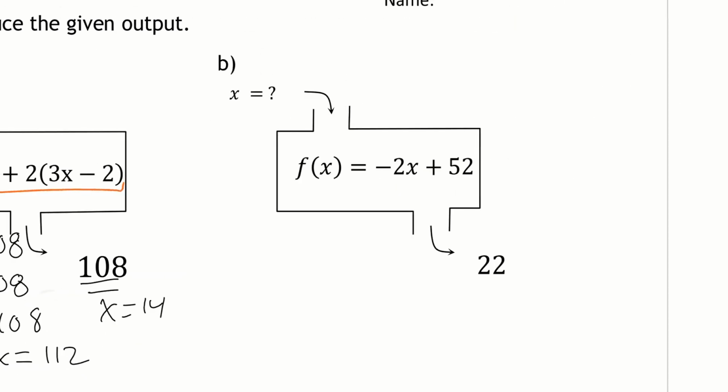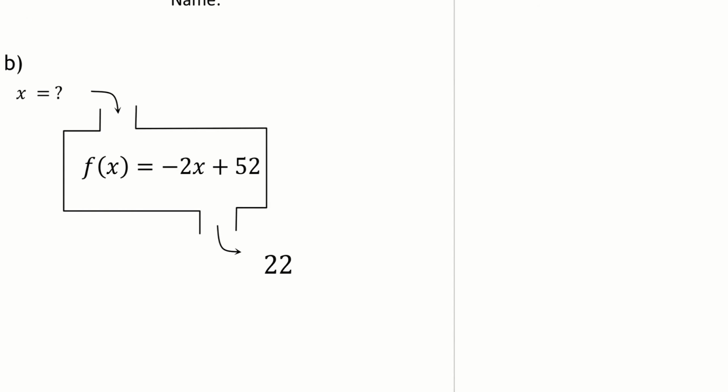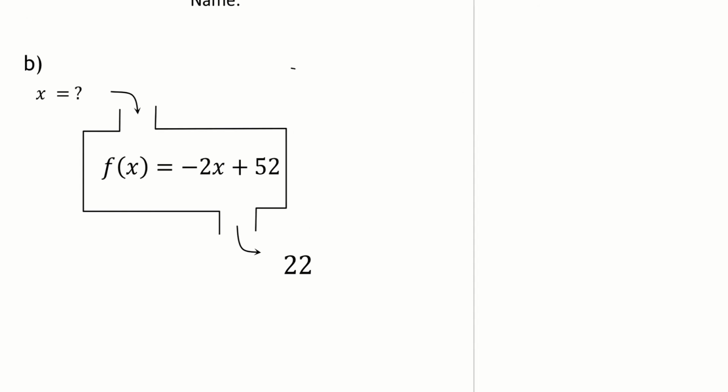Let's take a look at the next one. Same deal. I'm curious about what value of x will make the definition of this function, the -2x plus 52, the same as 22? -2x equals, if I take the 22, of course I'm going to get a negative number, 22, and subtract the 52, it gives me the number -30.